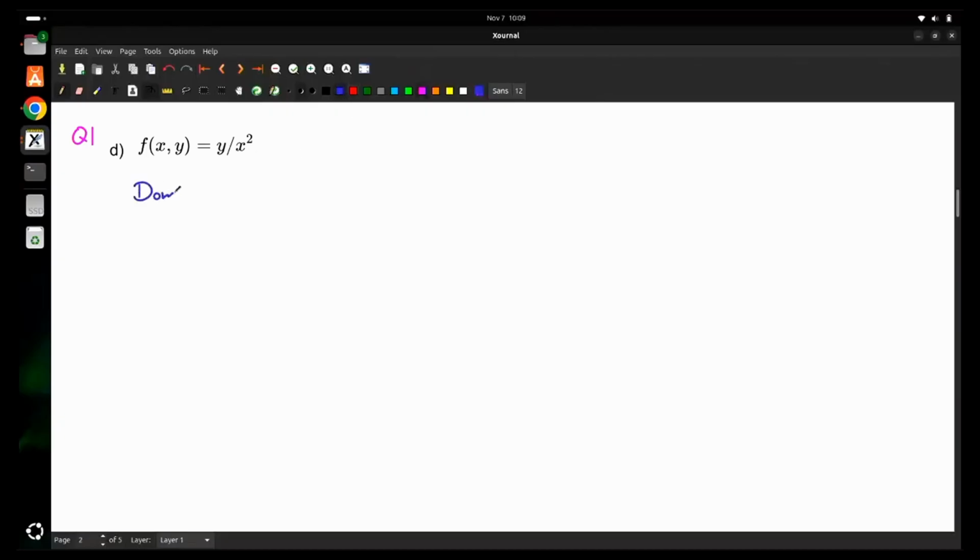So the domain is y is an element in R. That means y can be anything, and then x cannot be 0. Or you can also write it as x is an element in R, but given that x not equals to 0. So this is the domain. You can also use interval notation if you want.